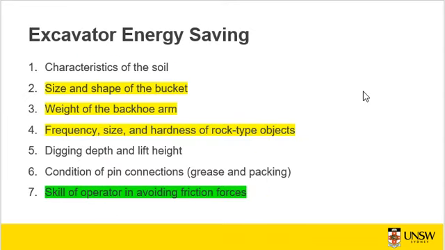Okay, excavator energy saving factors. Things to consider when selecting an excavator and saving energy. So in addition to all the components identified, it's important that the operator must always perform a safety inspection check before operating to pinpoint any issues and prevent accidents, unnecessary downtime, and to prolong equipment life.